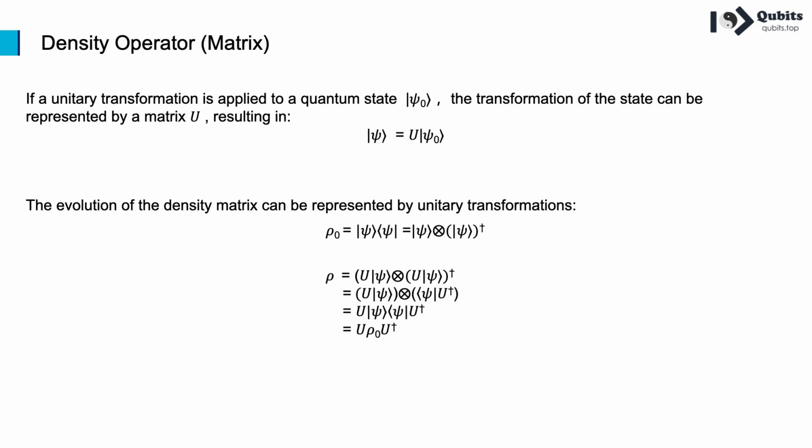A unitary transformation is a type of matrix that acts on a quantum state to produce a new quantum state. We use the symbol U to represent the unitary matrix, while U dagger represents the conjugate transpose of the matrix, and both satisfy the mathematical relations that the conjugate transpose of the unitary matrix multiplied by the unitary matrix equals the unitary matrix multiplied by its conjugate transpose, which equals the identity matrix. If a unitary transformation is applied to a quantum state ket psi 0, the transformation of the state can be represented by the matrix U. We can further extend this concept to describe the evolution of the density matrix using unitary transformations.